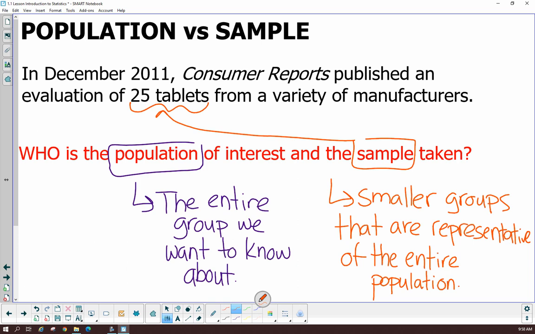We're not going to be able to evaluate every tablet that exists or that has been manufactured, and so we try to take a representative sample, in this case these 25 tablets.